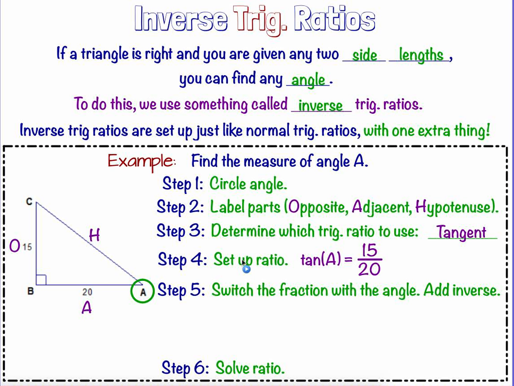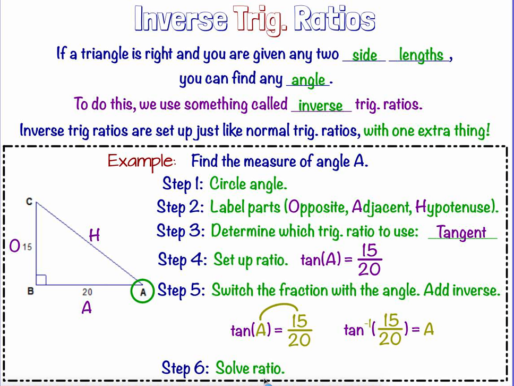Then you want to switch the fraction with the angle, and then write it as the inverse. So, that means tan of A equals 15 over 20, so tan to the negative 1 of 15 over 20 equals A. If you're solving for an angle, you always use the inverse.